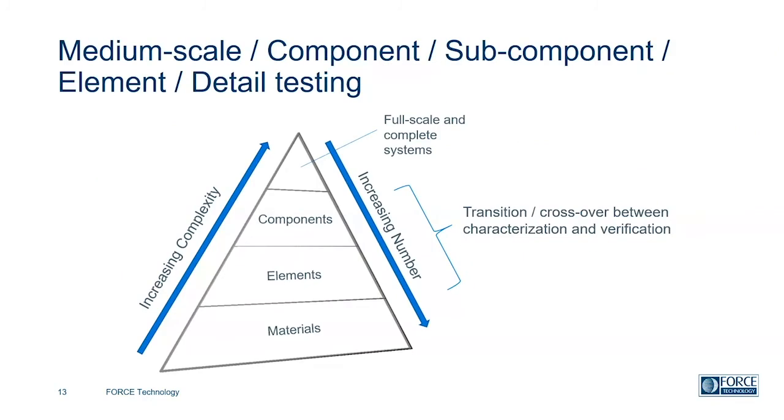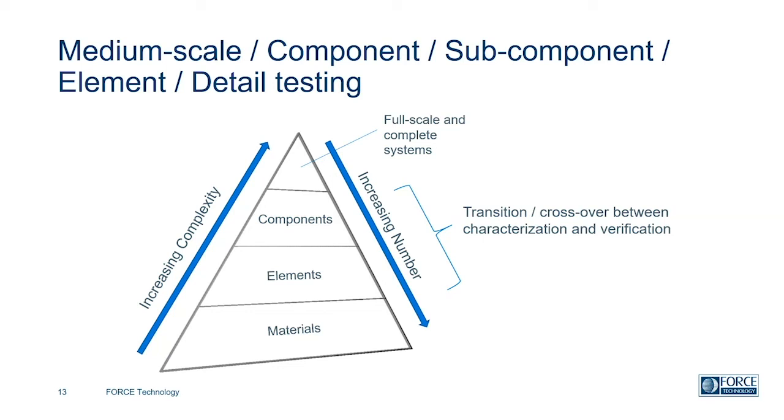So now we're moving into that middle part of the pyramid, the part of the pyramid that is elements and components. And as I said earlier, this middle part is where there's really a transition or a crossover between characterization and verification or validation. And you see, I used possibly one of the worst titles on this slide that I've ever tried to create, on purpose, to just show that we're representing this area as medium scale, but there are many names that happen within this middle part of the pyramid.